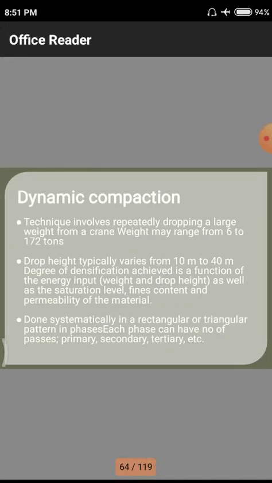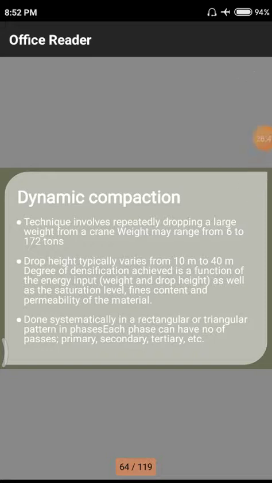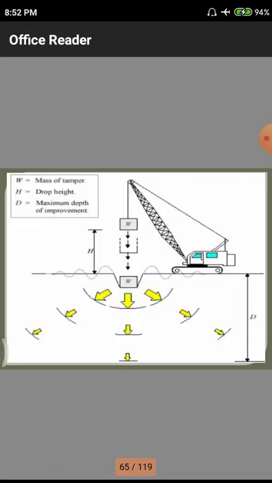First of all, we have dynamic compaction. What is dynamic compaction? What are the equipments we are using in dynamic compaction? This technique involves repeatedly dropping a large weight from a crane. This is an example of dynamic compaction. In this example, we have a crane-like equipment with some truss. After that, a weight W is lifted upwards, and then simply dropped downwards in free fall.